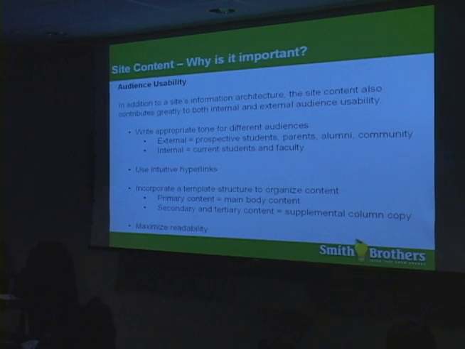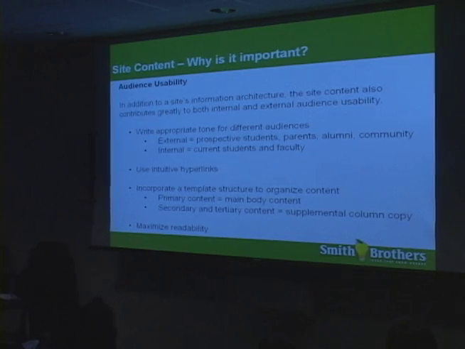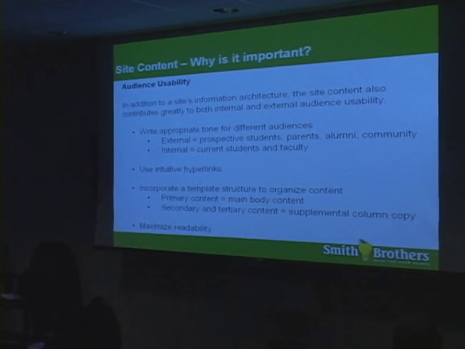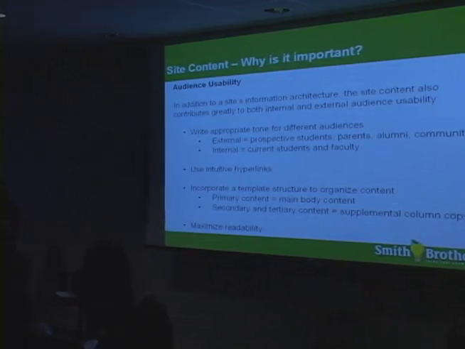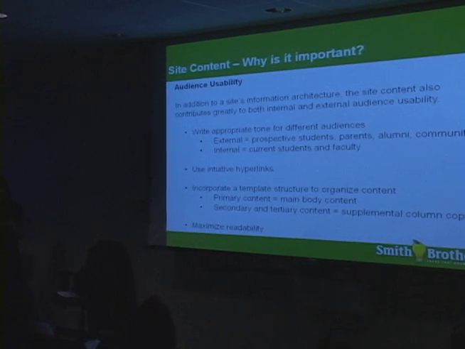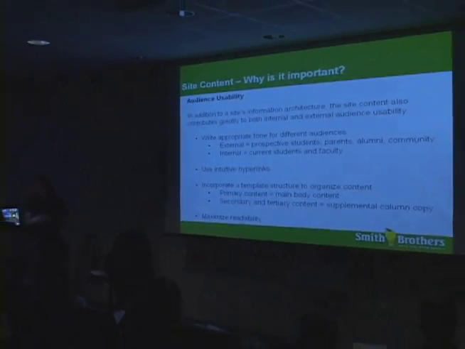So there's a couple of things that we want to keep in mind when we're writing for the audience. And one is just the tone of the different audiences. You have internal audiences, which are going to be your current students and faculty, as well as your external audiences, prospective students, parents, alumni, and community. And each one of them will have a little bit of a different tone. Your parents, they're looking for the information straightforward, but they also want some sense of security. Your prospective students, they're looking for lifestyle information and so forth. So we just want to make sure that we tailor that appropriately.